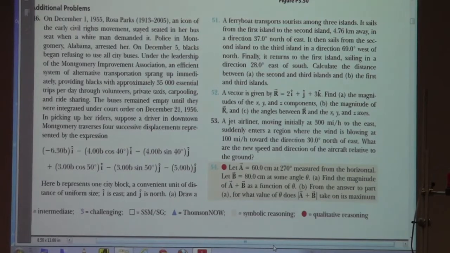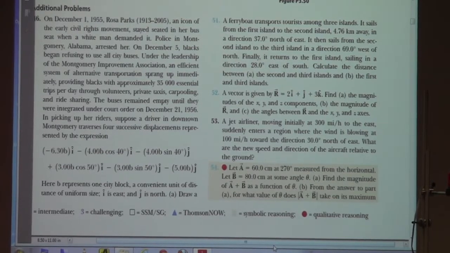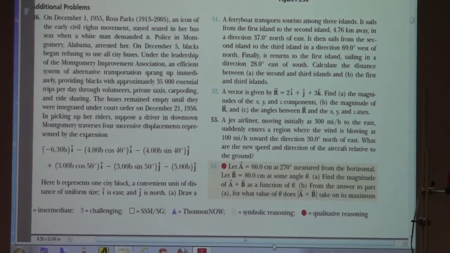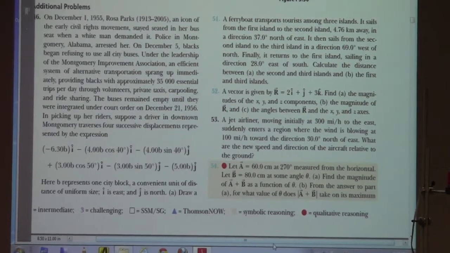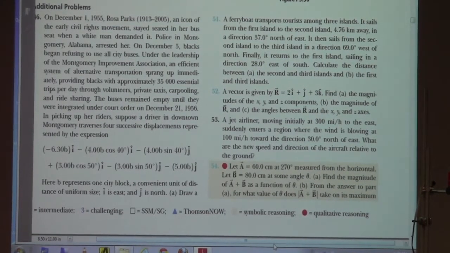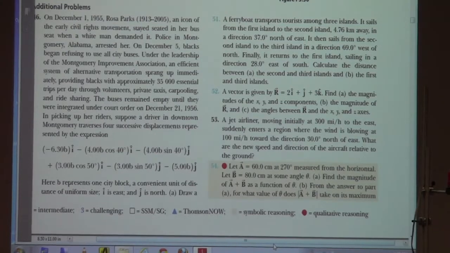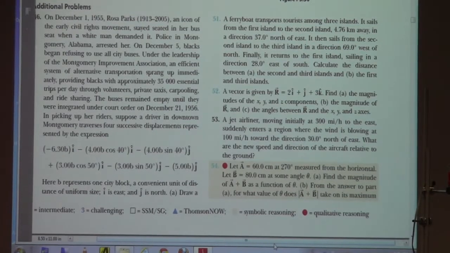Finally, it returns to the first island, sailing in a direction that is 28 degrees east of south. Again, notice they didn't tell me the distance. Calculate A, the distance between the second and third island, and then B, between the first and the third island.